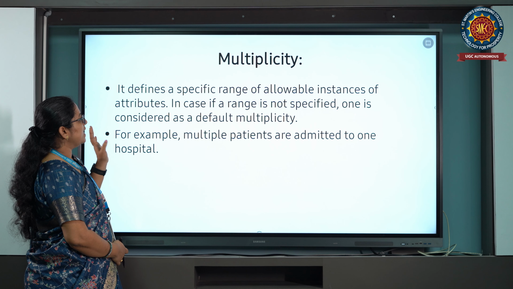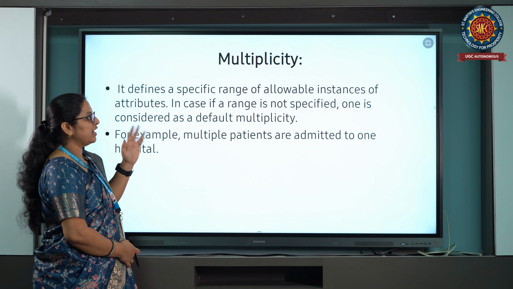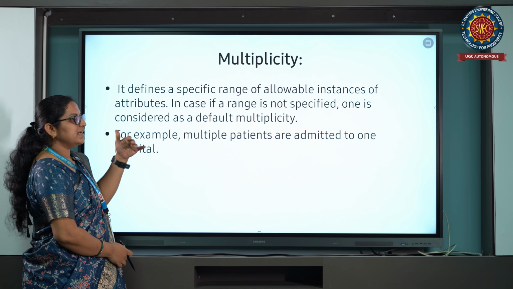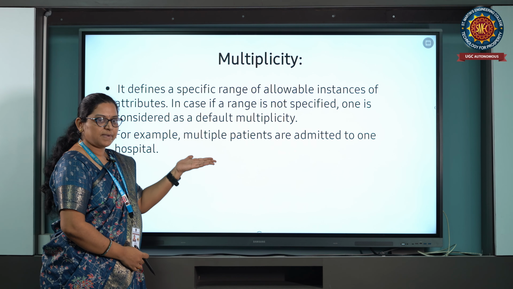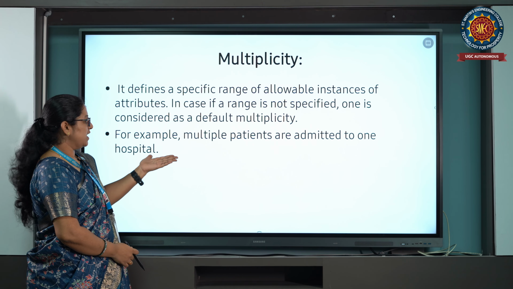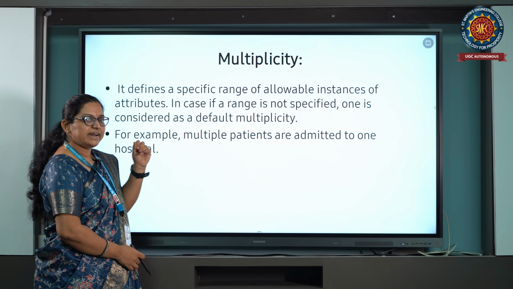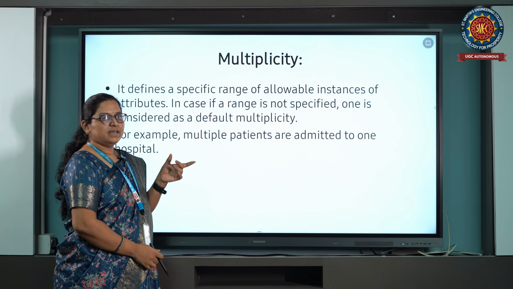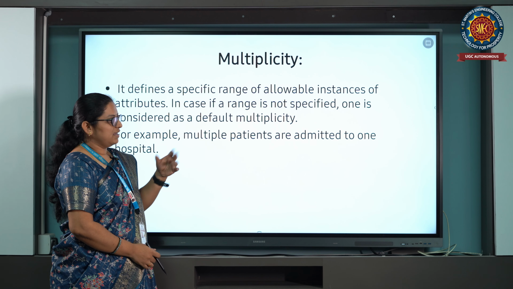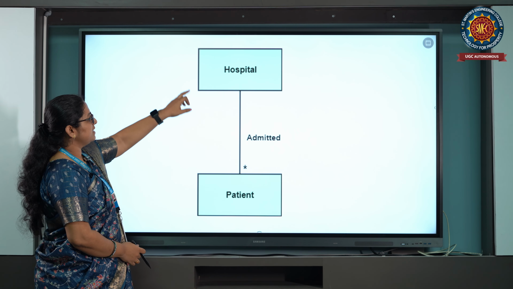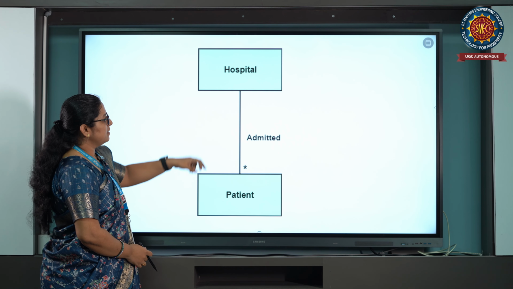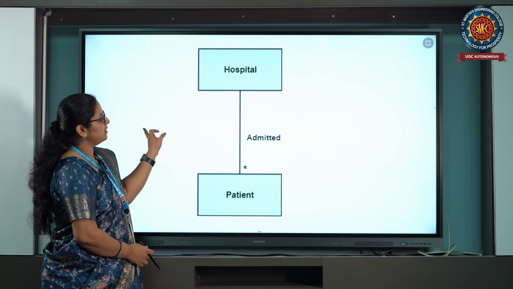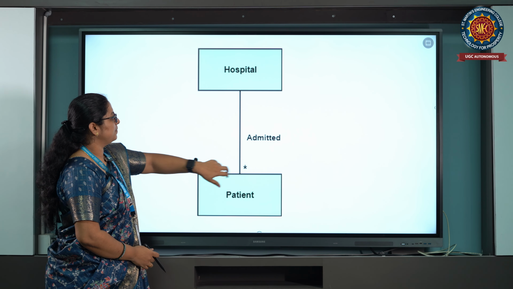Next, multiplicity. Multiplicity means the specific range of allowable instances of an attribute. If the range is not specified, one is considered as the default multiplicity. For example, multiple patients are there in a hospital, not any single patient in one hospital. In a hospital, multiple patients are there. That is the hospital and patient. Patients are admitted in the hospital only. This is the admission multiplicity relationship.